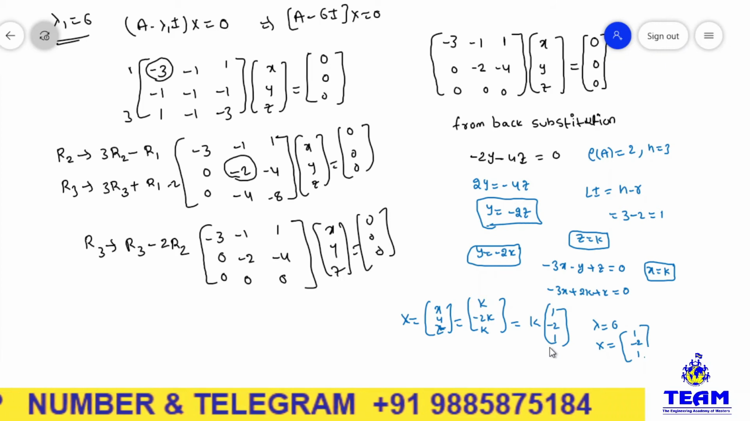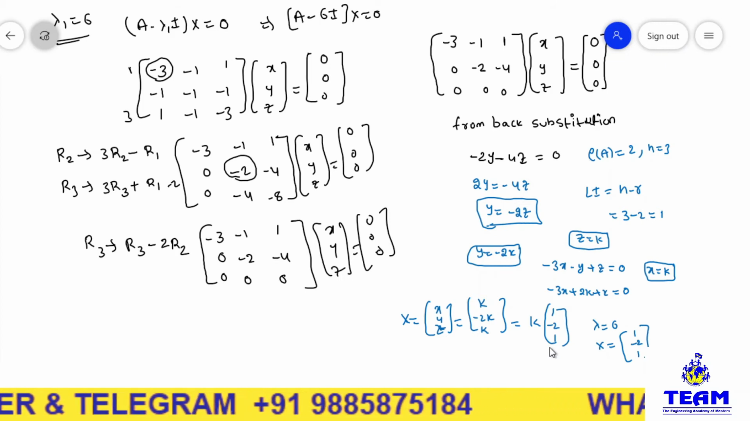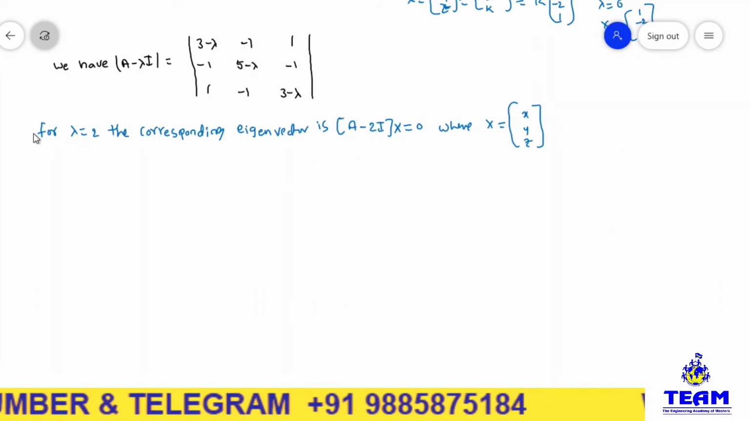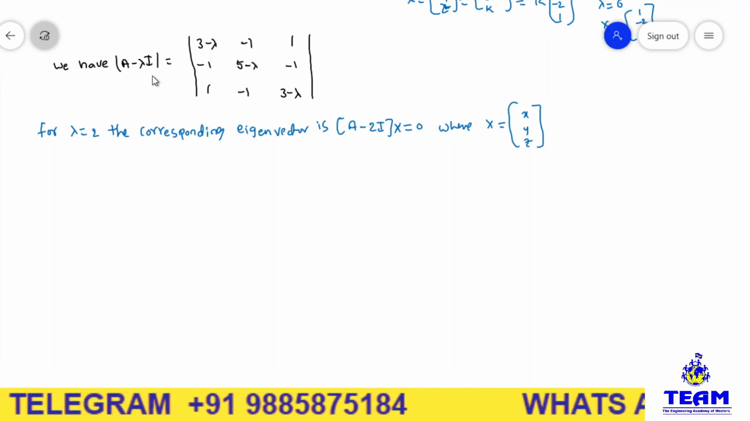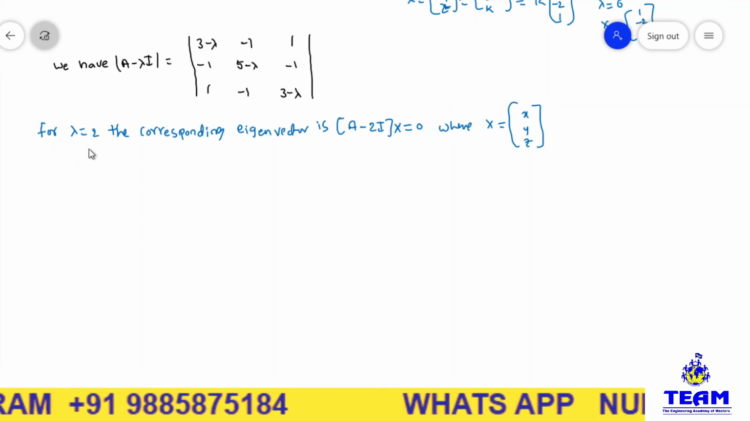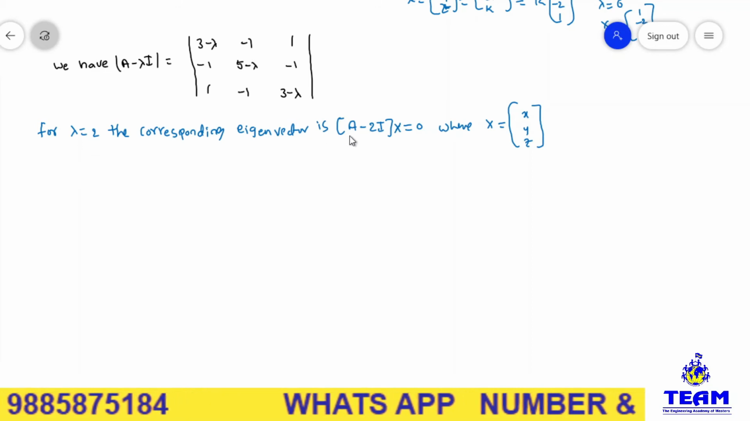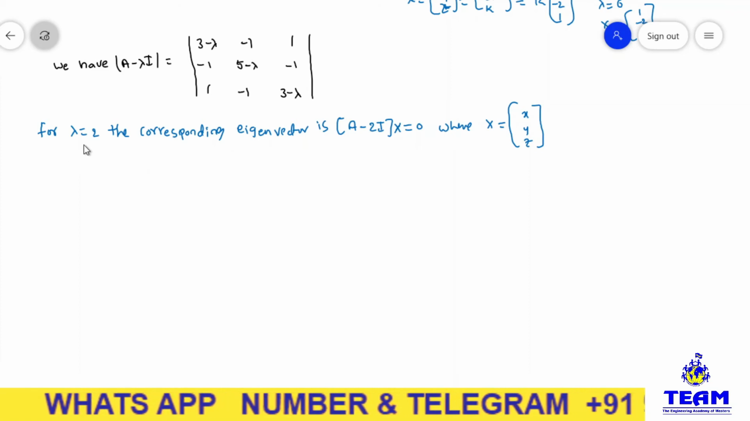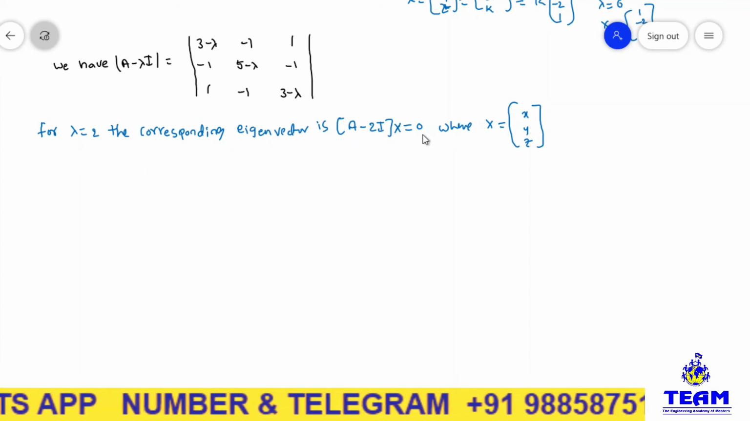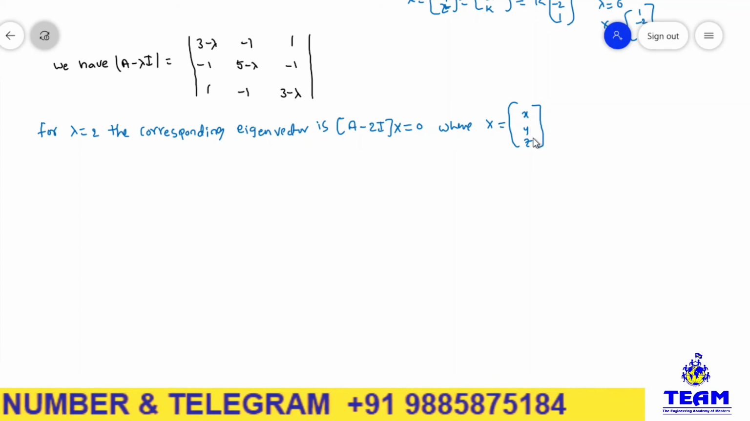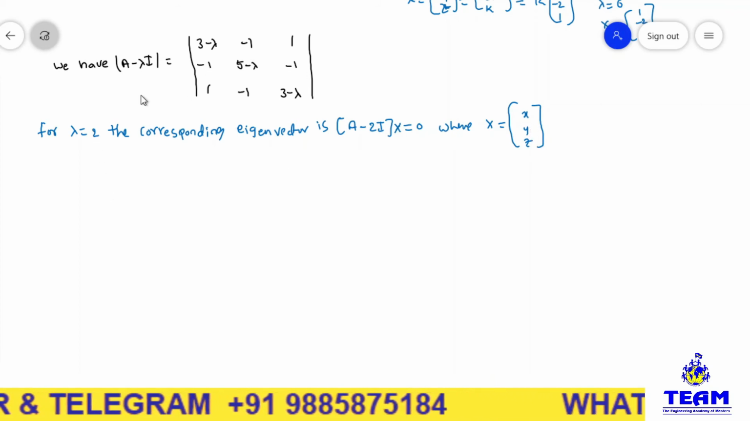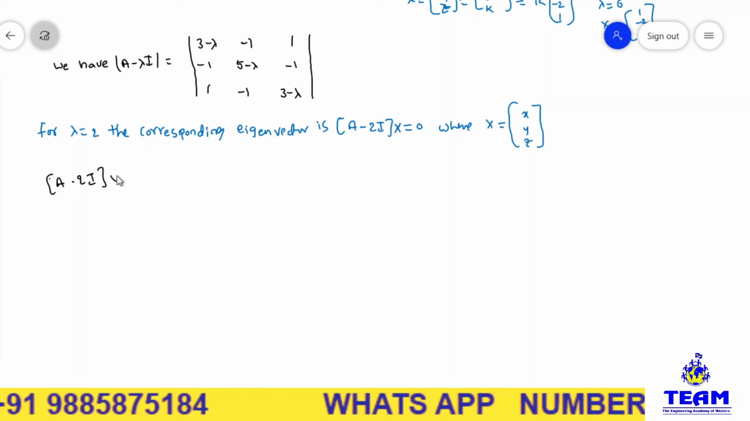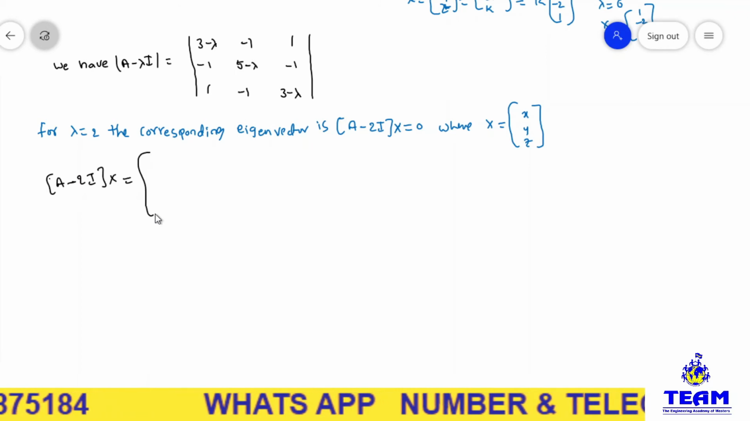Similarly, we need to find the eigenvectors for lambda equal to 2 and lambda equal to 3. Now I am doing it for lambda equal to 2. Okay friends, again I have written A minus lambda here. Next, for lambda equal to 2, the corresponding eigenvector, we have A minus lambda I into X is equal to 0. What is the lambda here? You have 2. So A minus 2I into X is equal to 0, where capital X is x, y, z. Now we have to substitute this lambda value in this equation. Then we will have A minus 2I into X is equal to, this is 3 minus 2.